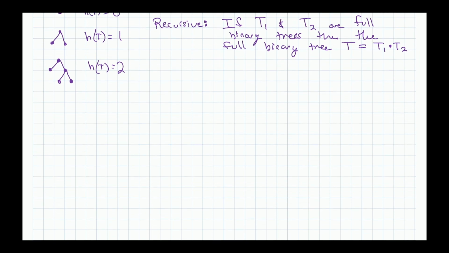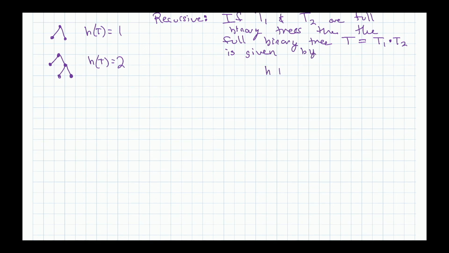And how are you going to calculate it? So it's going to be given by this formula. So h of t is going to be, what you have to do is you have to take the maximum height of the T1 and the T2. And then you're going to have to add 1. And that's the formula. All right. So that's the definition.